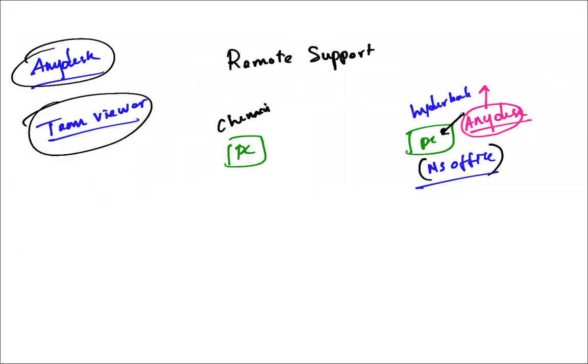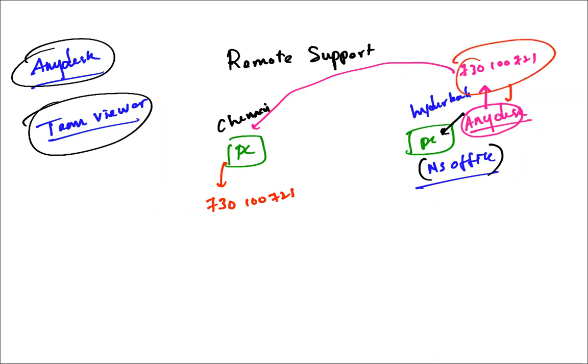In the same way, in his PC he'll have an AnyDesk ID, for example, 730100727, something like that. Now he needs to share this ID with me. Then from my PC itself, I can use his address and connect. This is the address that he has in his AnyDesk application.